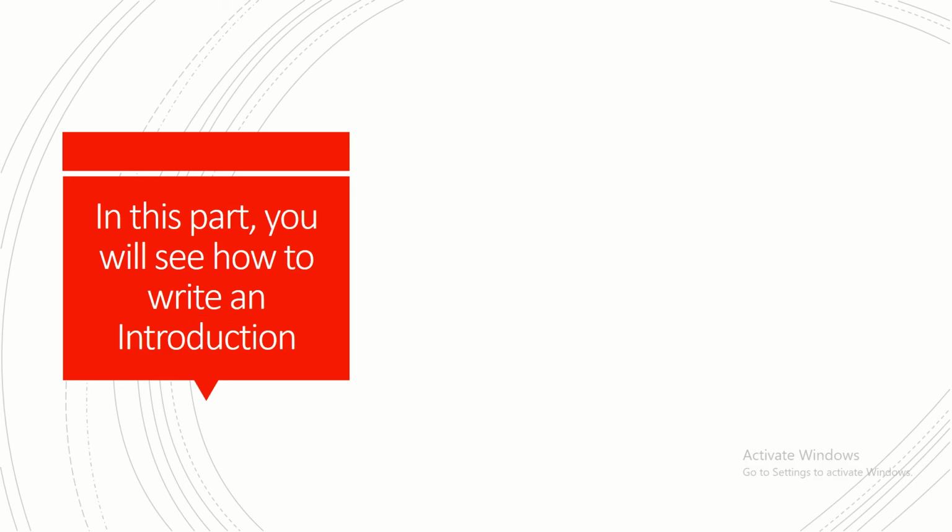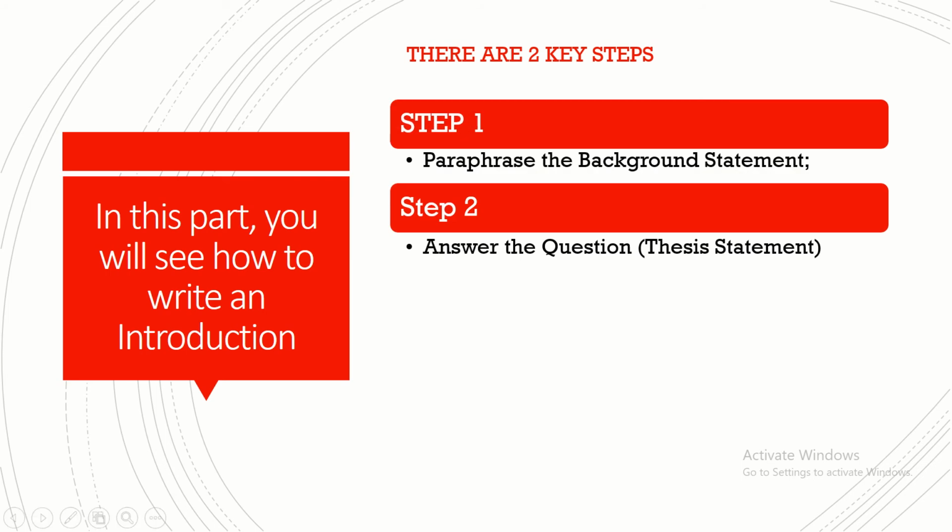Well, in this part, you will see how to write an introduction. Well, there are two key steps. We talked about it before, but again, I will remind you of these two key steps. So you have to paraphrase the background statement. So this is my topic. And later on, you need to answer the question or questions. So you have two questions. What are the causes and what are the measures or actions?